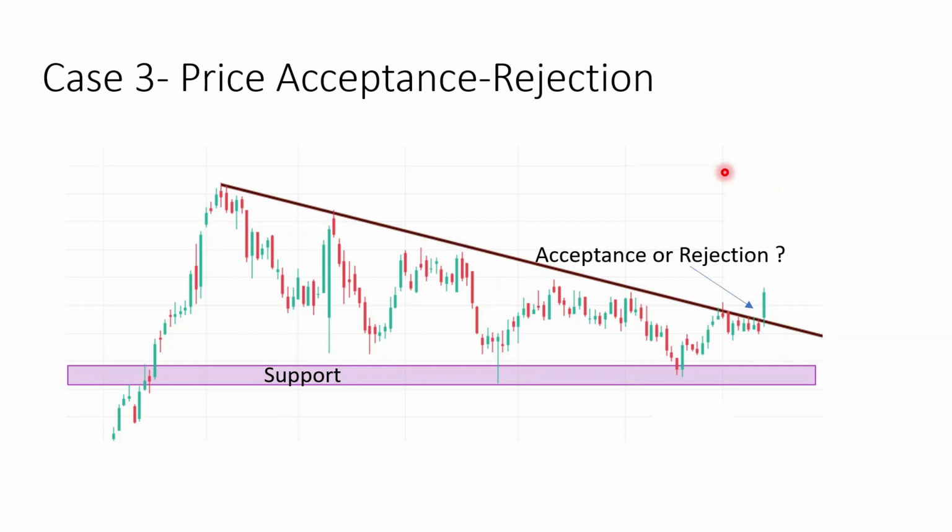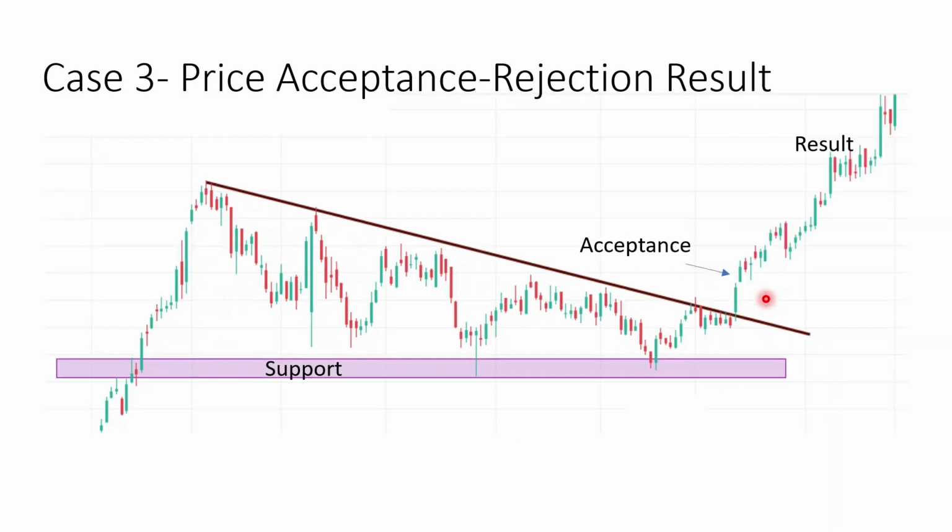One more example. Here we can see the price is accepted here, but we should wait for some more time because it has to spend some time here. If it is accepted, then it will move further. Otherwise, it will come back. So here, see here the price is accepted and it spent some time here, then it moved upside.